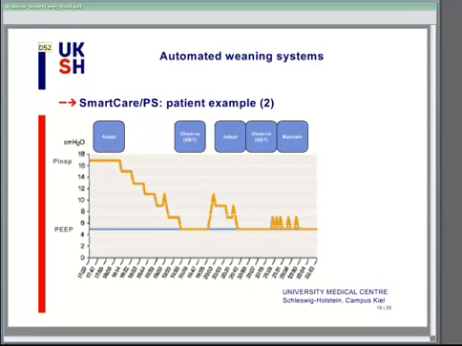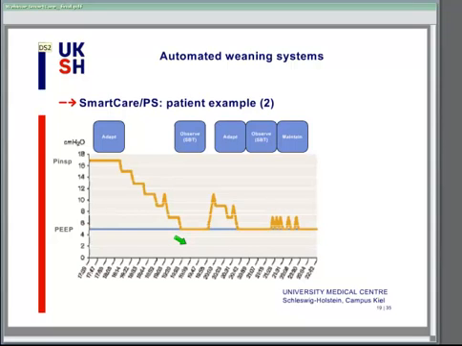Second patient example, with the same layout of the figure. This patient started with a PEEP already of 5 centimeters of water, and the system was started in the adaptation phase. First of all, the pressure support level was kept constant at the start. Then the pressure support was reduced stepwise. Here in this peak, the patient showed a tachypnea, and the pressure support level was raised and then decreased immediately.